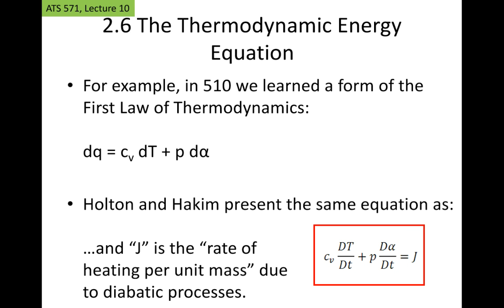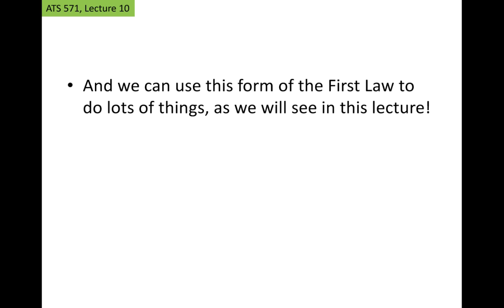And then they also worked with J here. Instead of using dq, they're using a symbol J. I'm not sure why J. I've never seen that in any textbook except for theirs. But they're saying J is the rate of heating per unit mass by diabatic processes. Things like the air particle absorbing long-wave radiation, or the air particle warming by conduction with the surface, things like that. Once you know that there's just a handful of small differences in how they notate it, it's not really all that strange of an equation. And it's going to turn out that there's a lot of things we can do with this form of the first law, and we're going to see that in this lecture.